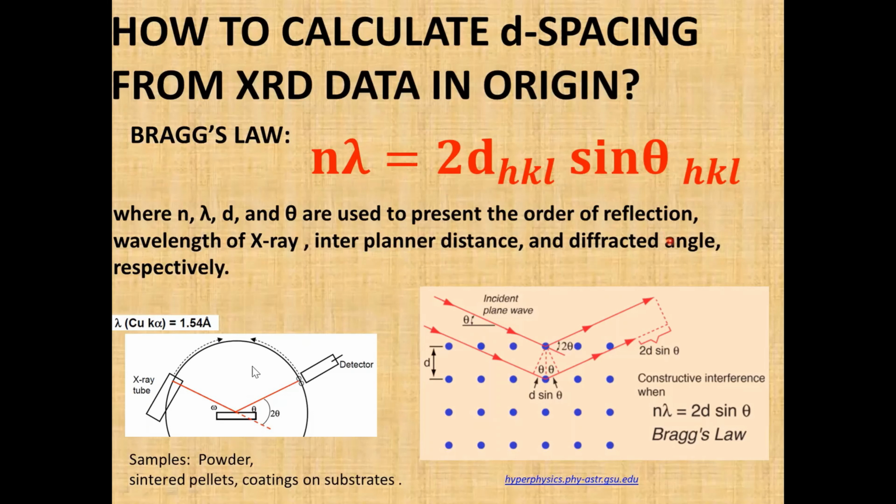Here is the X-ray machine, where there is an X-ray tube. X-rays hit the sample from the X-ray tube and are then diffracted, which is further detected by the detector. The sample could be in powder form, in pellets, or a coating on a substrate. Here you can see the blue dots representing different planes in the sample, and the distance between two planes is d. That d is the d-spacing, and this is what we are going to find today.